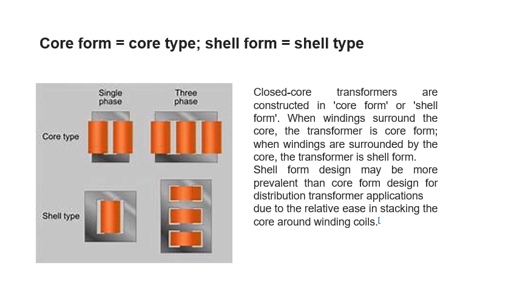Transformers have basically two types, core type and shell type. In the closed core type, the transformer is constructed in core form, where the windings surround the core. We have a core and we wind the coil on it. In the shell form, we design it such that the core is outside the winding, as shown in the second figure.